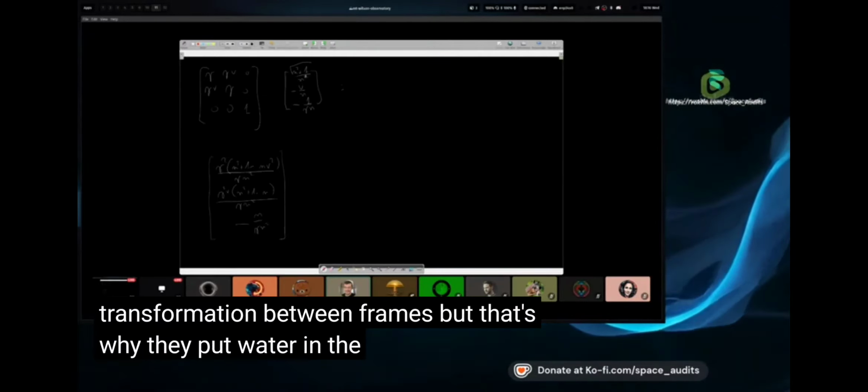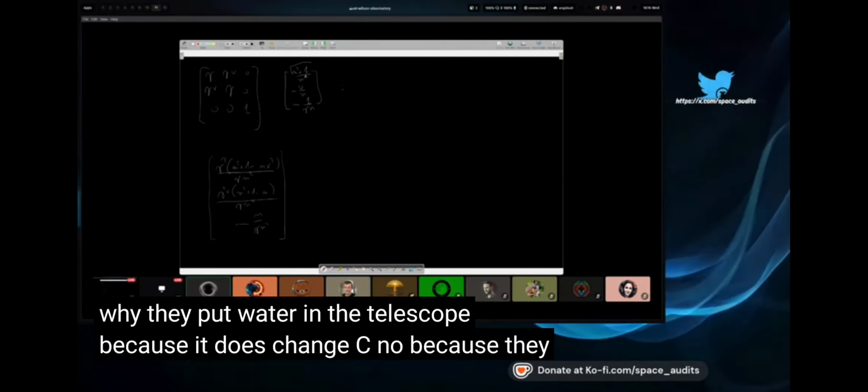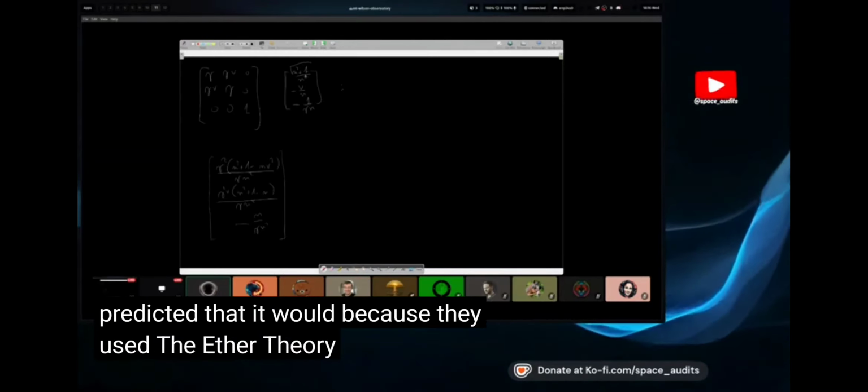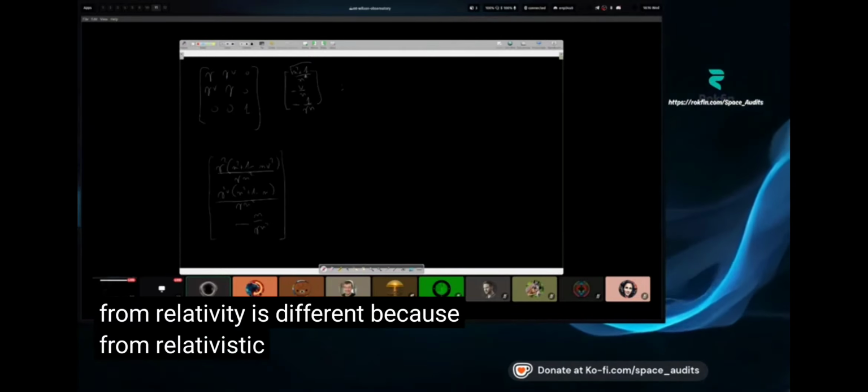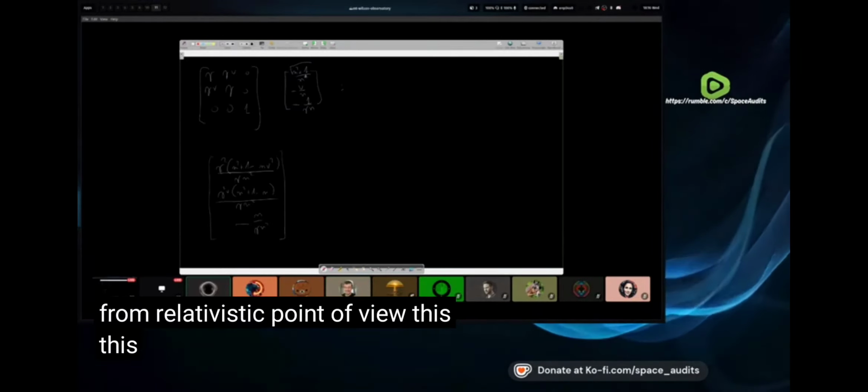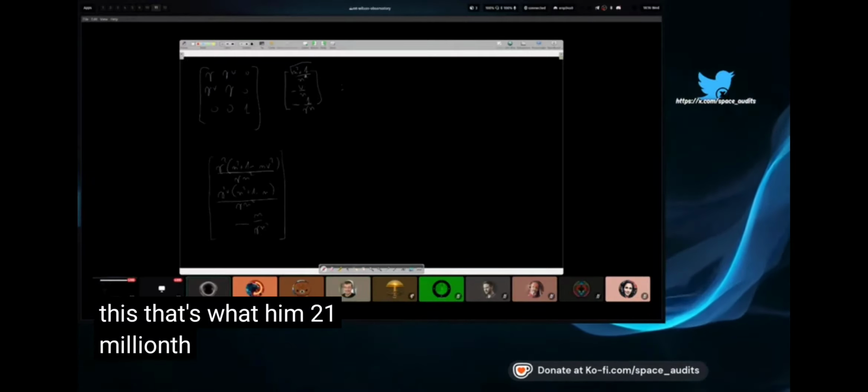But that's why they put water in the telescope, because it does change c. No, because they predicted that it would, because they used the ether theory. But according to relativity, it does not. That's the issue. So the final result from relativity is different, because from a relativistic point of view... No, not at all. It's completely different. The classic derivation versus the relativistic derivation is off by two ten millionths.